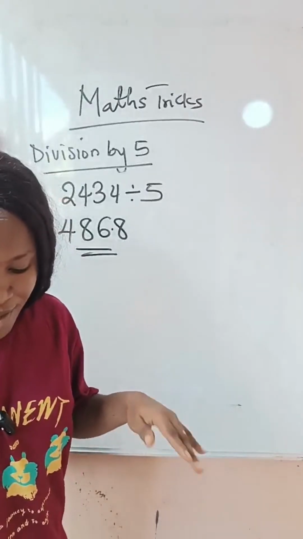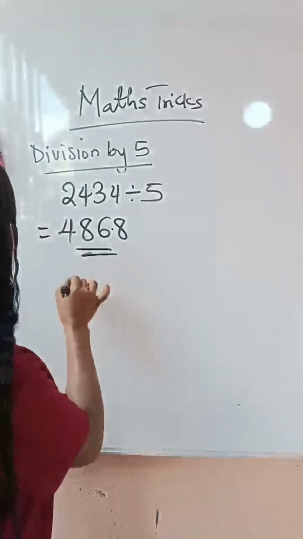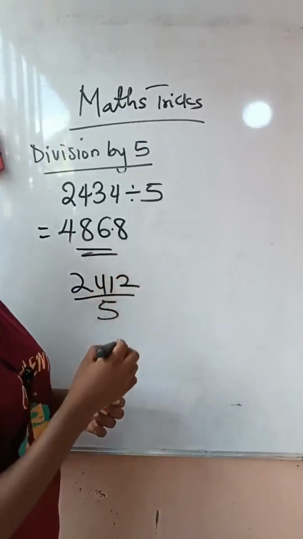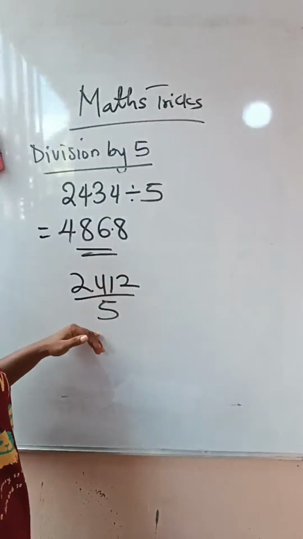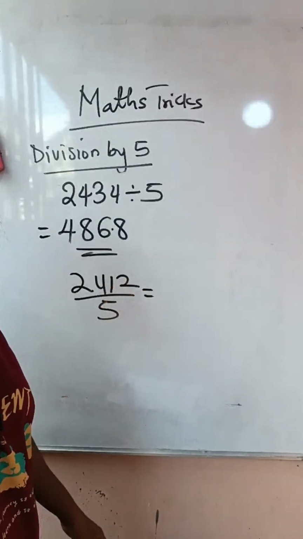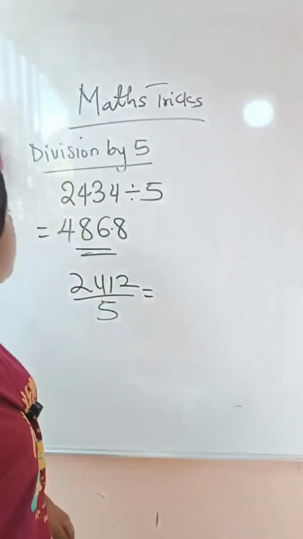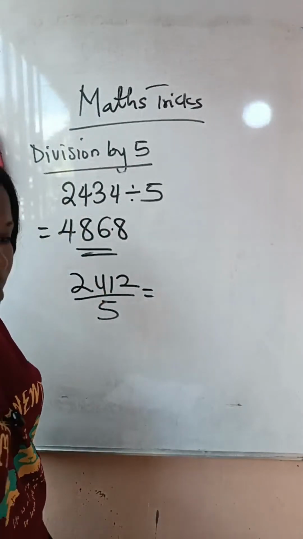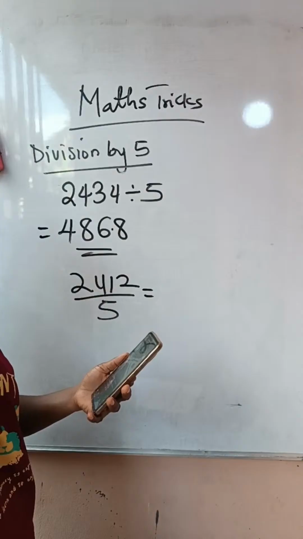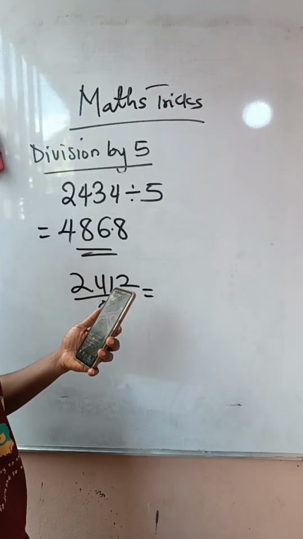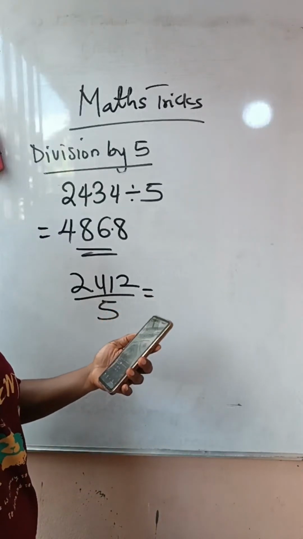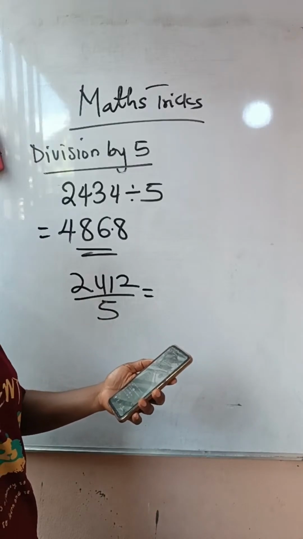Now, kindly tell me the answer to this: 2412 divided by 5. Without the use of a calculator, what should be the answer? Remember that we need to learn how to do this without a calculator. Someone says 482.4, and that is the correct answer.